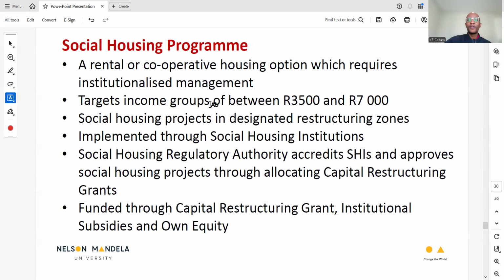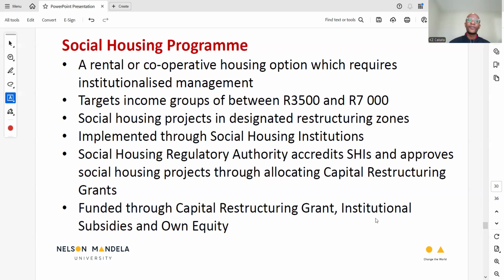First one is the social housing program. Now, this is a rental or cooperative housing option which requires institutionalized management. It initially targeted the income groups between 3,500 and 7,000. That scope has increased to about 3,500 all the way to 23,000, because those are identified as gap housing: people that make money but not enough to afford purchasing or buying their own homes.